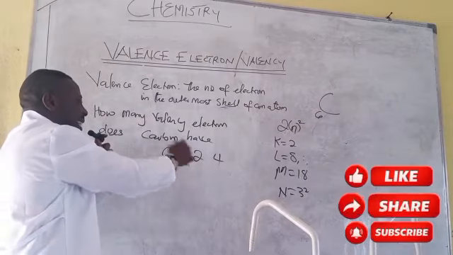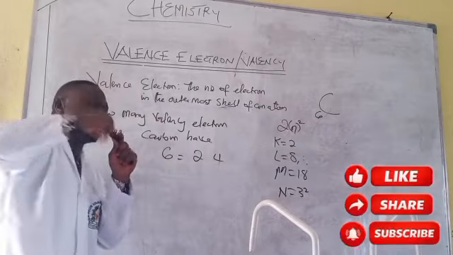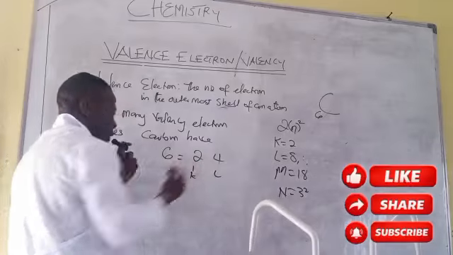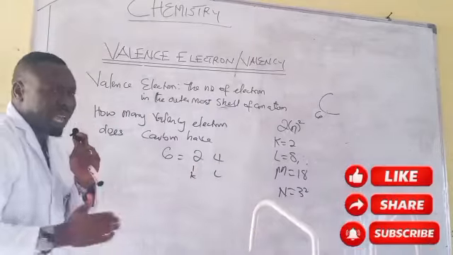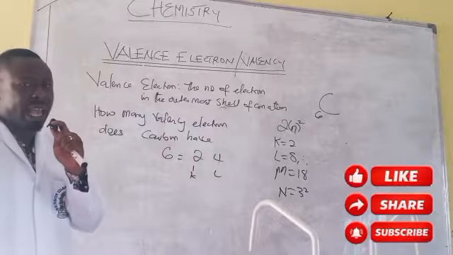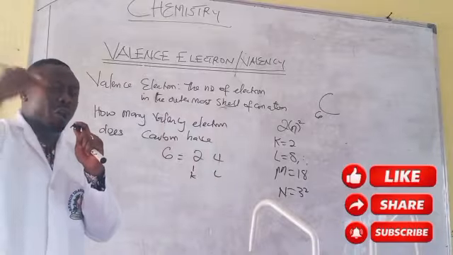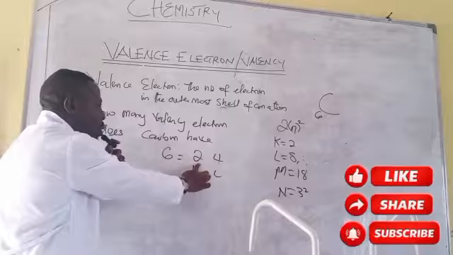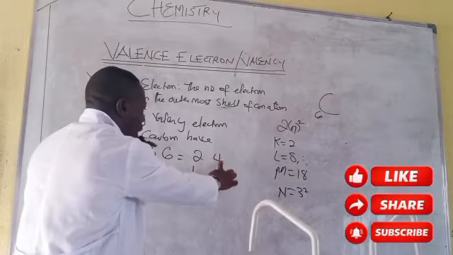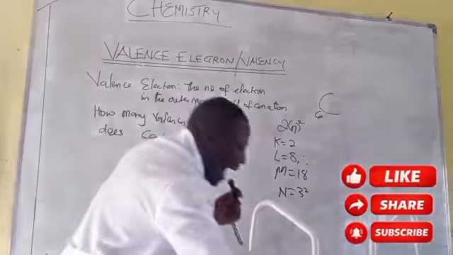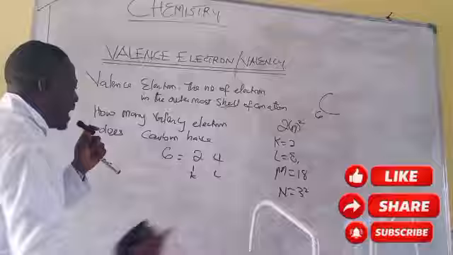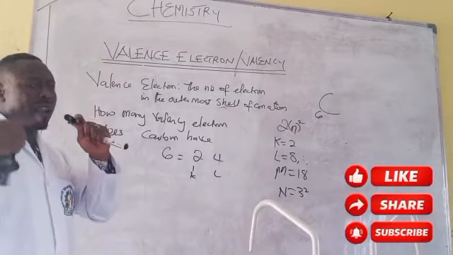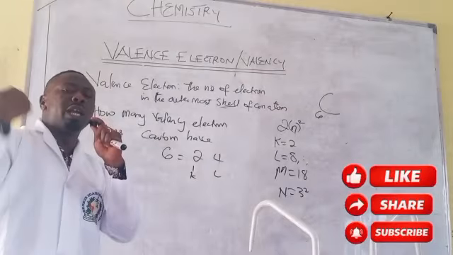This 2 means it has 2 electrons in the K shell. This is the K shell, and this is the L shell. Remember, I told you that the L shell has a maximum of 8 electrons, but it can also accommodate 4, but not more than 8. So this 2 belongs to the K shell, and this 4 belongs to the L shell. Now, how do we know the valence electrons? Like I said before, it is the number of electrons in the outermost shell of an atom. This is what we call the electronic configuration.